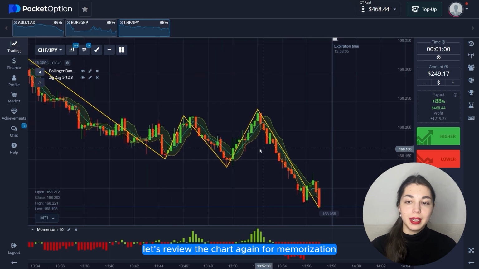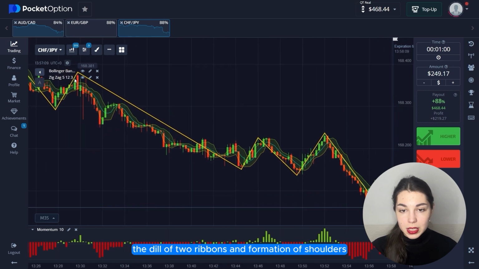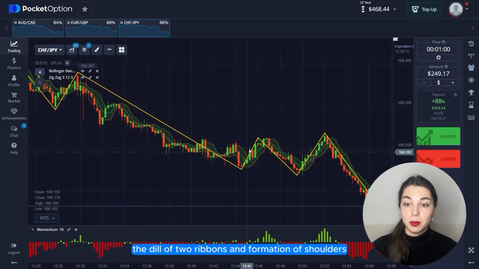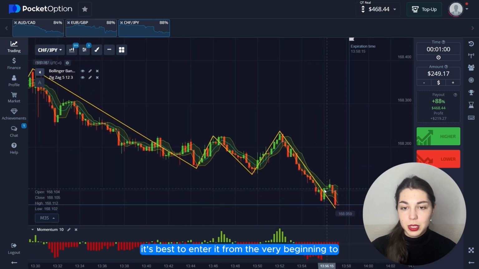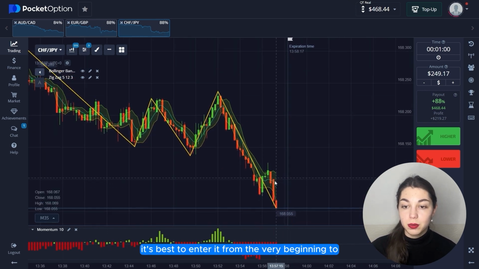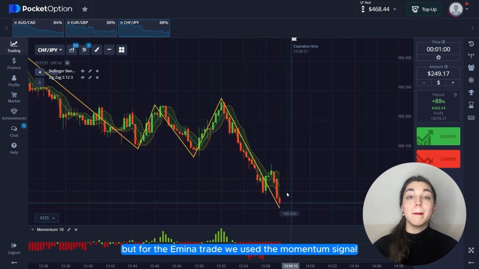Let's review the chart again for memorization. After a prolonged decline, the development of two rebounds and the formation of shoulders, this is a strong pattern. It's best to enter it from the very beginning for a decrease in perspective. But within a minute trade, we used the momentum signal.